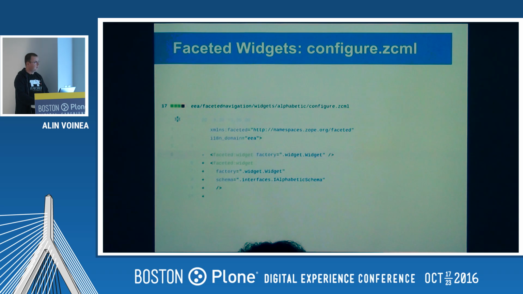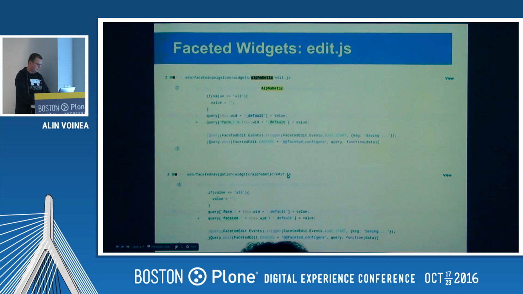And when you register your faceted navigation widget, in the configure.zcml you now have to explicitly say the schema used by that widget. Also, don't forget in edit.js, you have to upgrade your selectors. Before it was like this, query ID default. When you set the default value of a widget, now the selector is this. It's a small change, but don't ask yourself why it doesn't work.